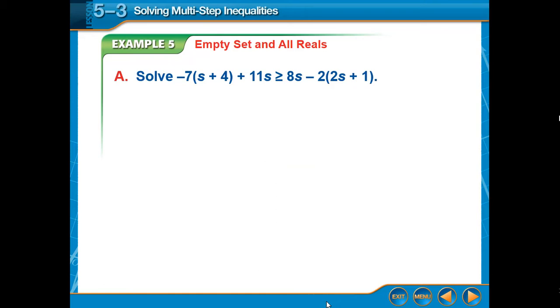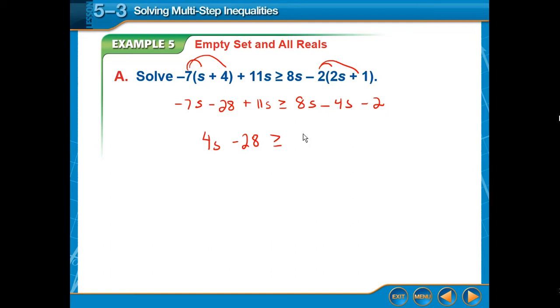Same thing with this one. If I have those parentheses, I want to get rid of them by doing the distributive property. I'm going to actually do it twice in this problem. So negative 7s minus 28 plus 11s is greater than or equal to 8s minus 4s minus 2. Combining like terms on each side, negative 7s and a positive 11s makes 4s minus 28 greater than or equal to 8s minus 4s makes 4s minus 2.